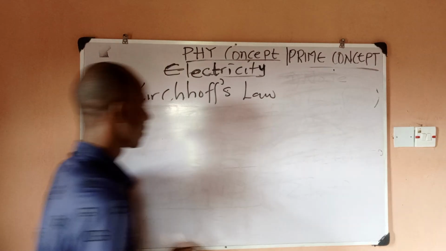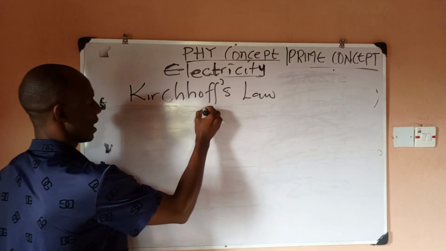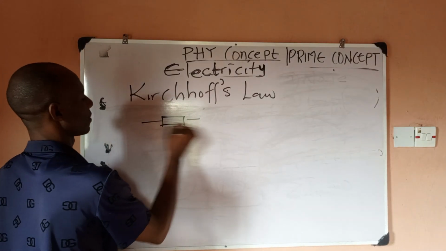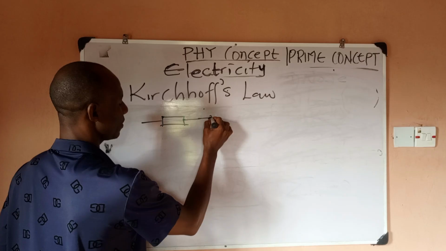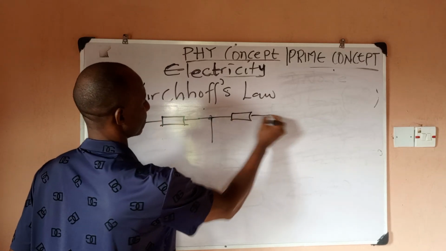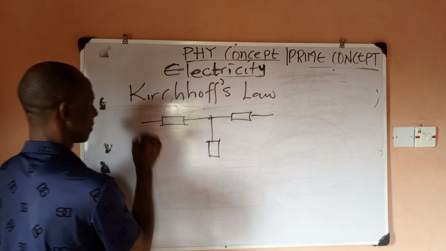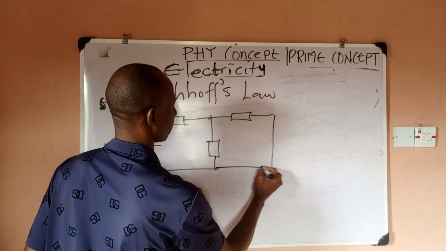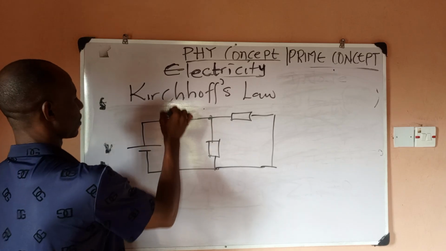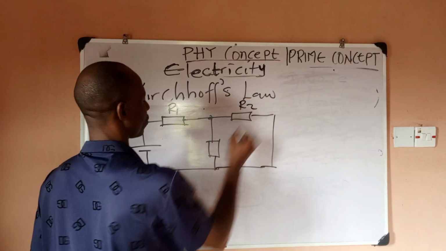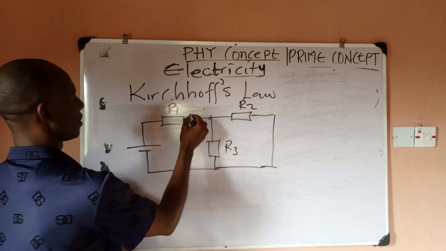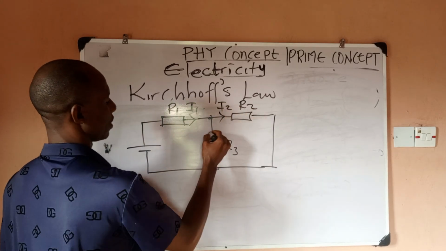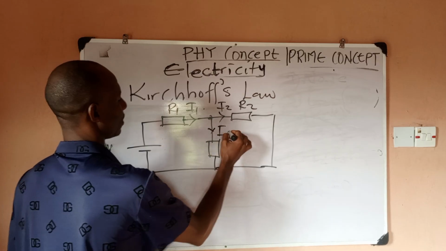Now say I have a problem like this. I have this. And this is R1, this is R2, this is R3. And then this current is I1, this one is I2, and this one is I3.